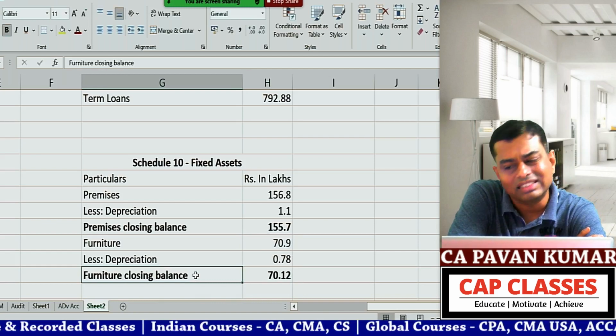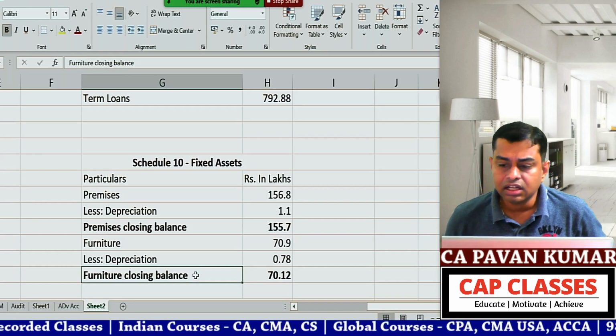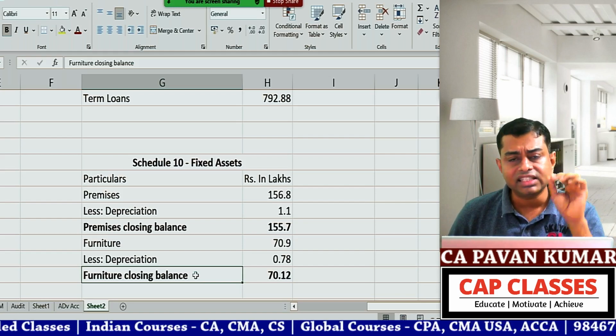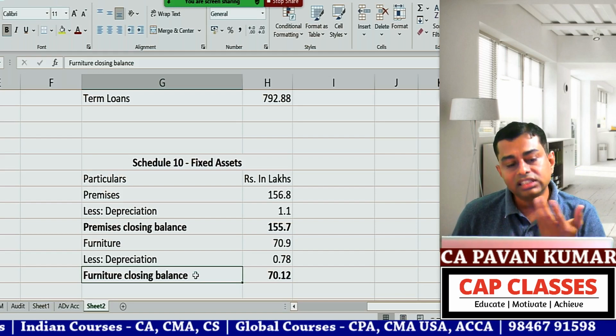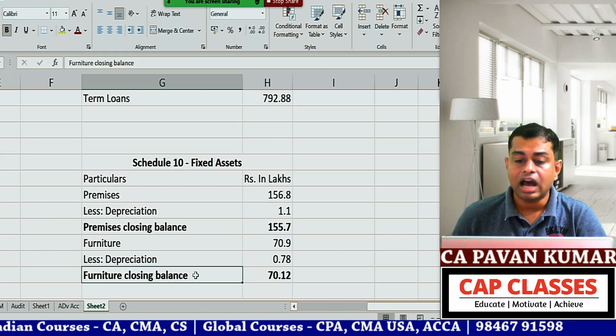Guys, do you understand this? This is actually an LKG adjustment. Simple common sense: if an asset is given in the trial balance, that is after depreciation, unless otherwise provided.